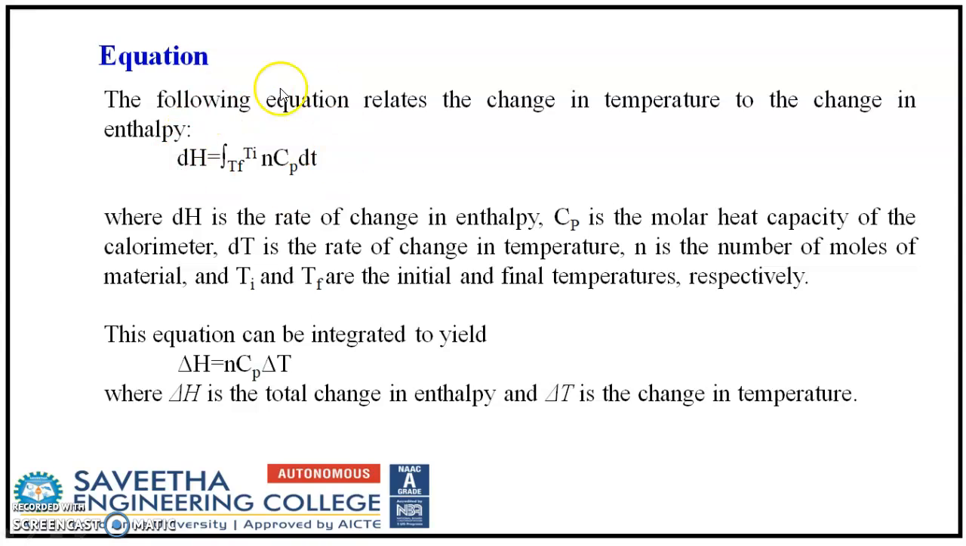With the help of this equation, they relate the temperature and the enthalpy. dH is equal to the integral from Ti to Tf of n into Cp into dT, where dH is the change in enthalpy, and Cp is the molar heat capacity of the calorimeter, and dT is the change in temperature, and n is the number of moles of the material, and Ti and Tf are the initial and final temperature respectively. And this equation finally yields delta H is equal to n into Cp into delta T, where delta H is the change in enthalpy and delta T is the change in temperature.